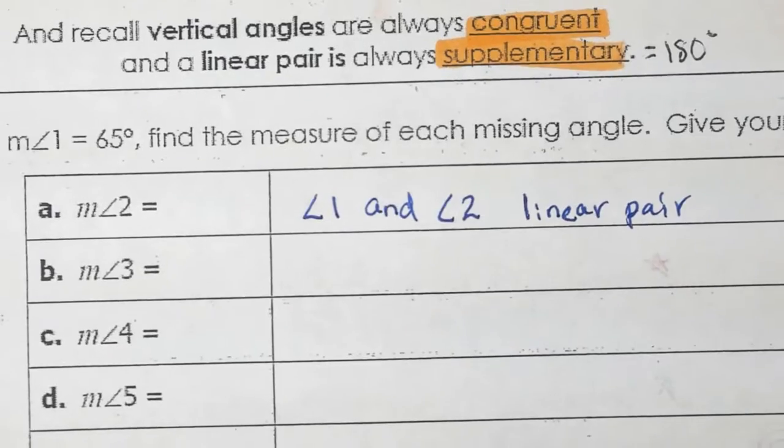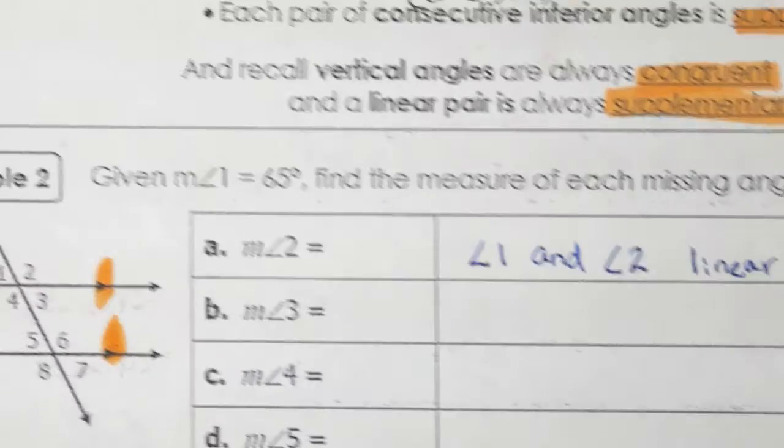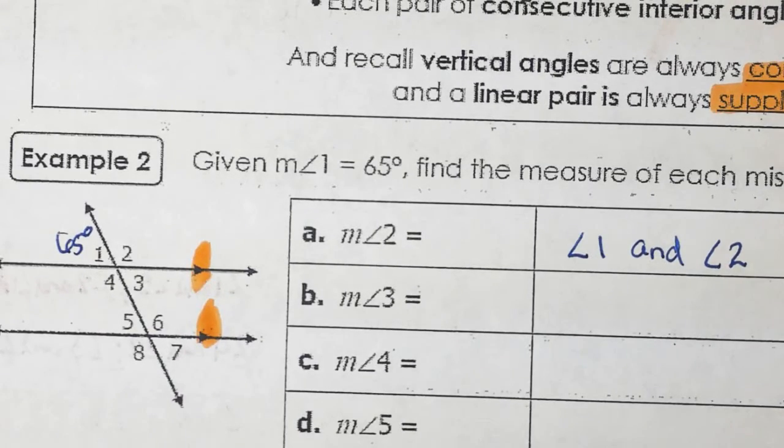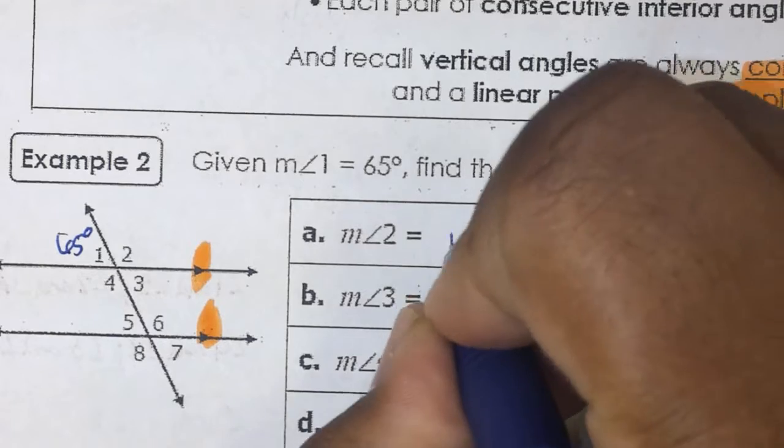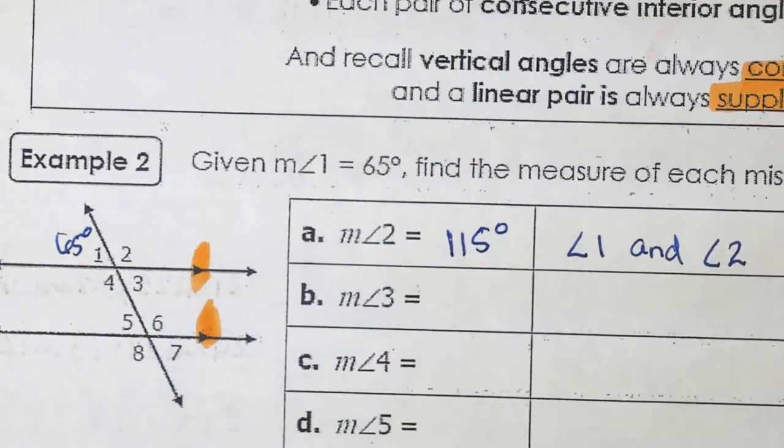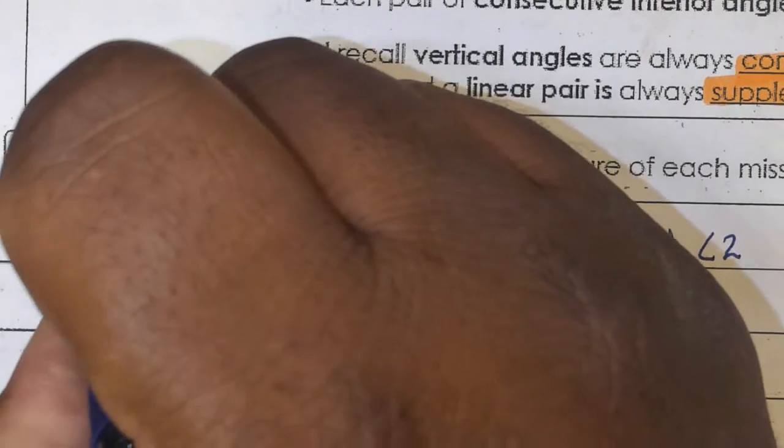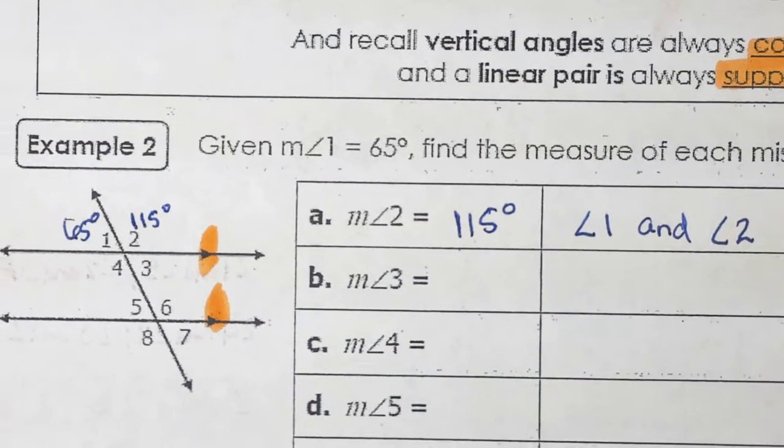If they're a linear pair, like y'all said, y'all know they're adjacent and they're supplementary. If that's the case, you should be able to easily find angle 2. Vincent, what's the value of angle 2? 115. Put that on your figure because we're going to walk through this figure too.